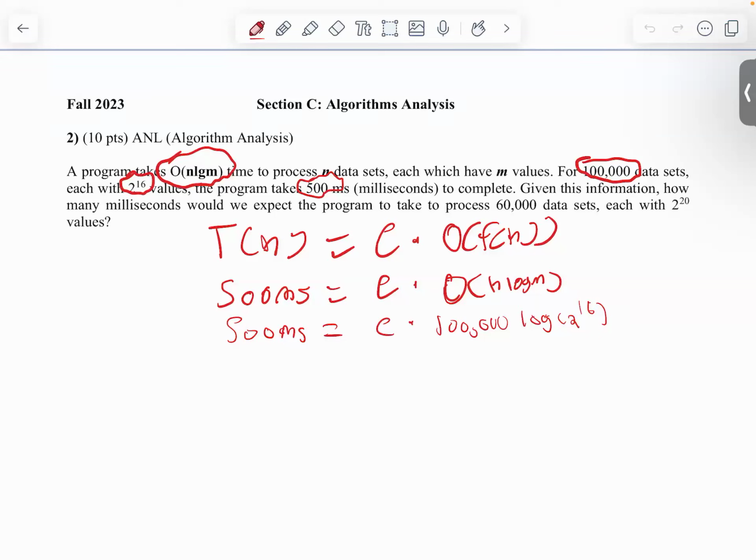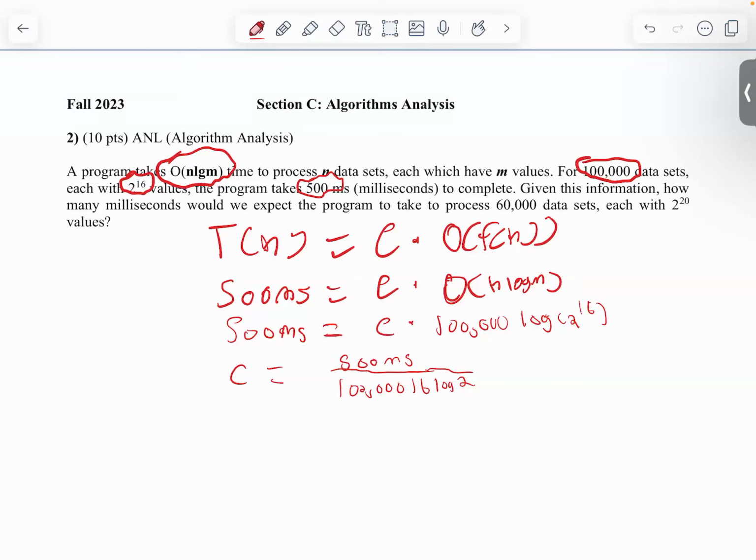And then to isolate for the C, we just divide the whole thing by 100,000 times 16 log 2. And we get that our C is equal to milliseconds over 1,000 times 16 log 2. And then yeah, that's our C from here.